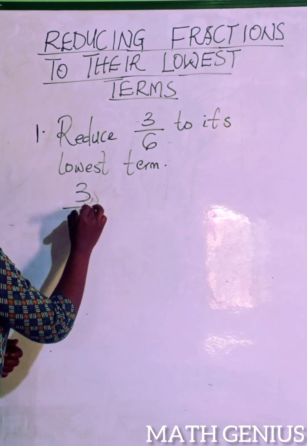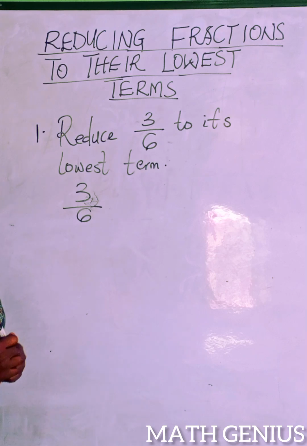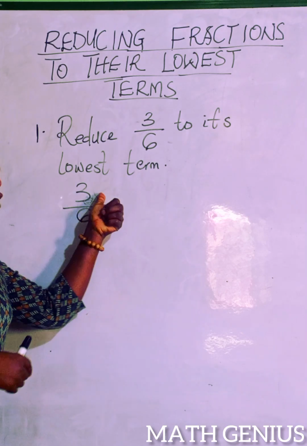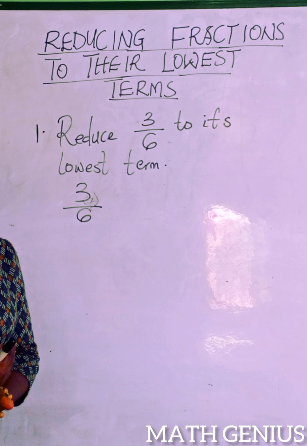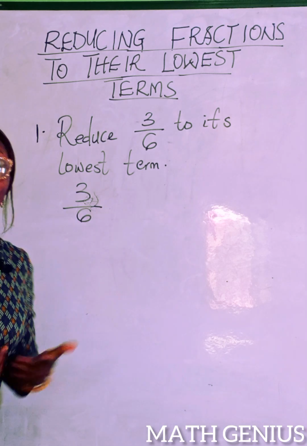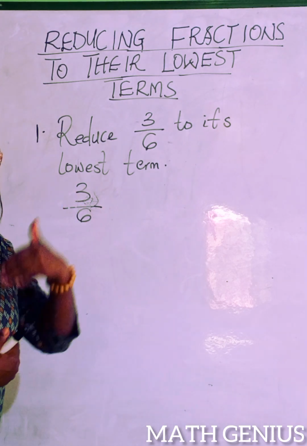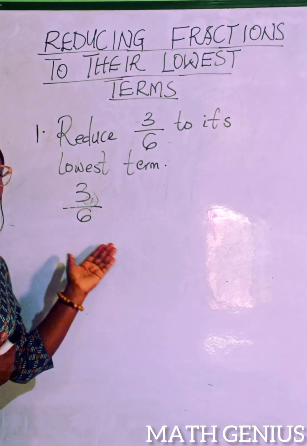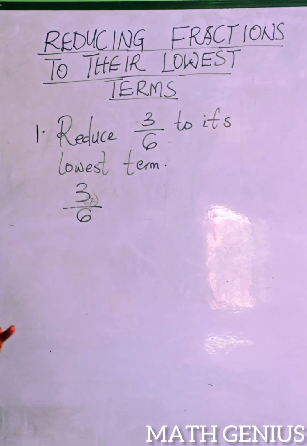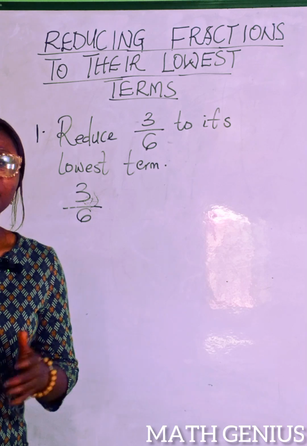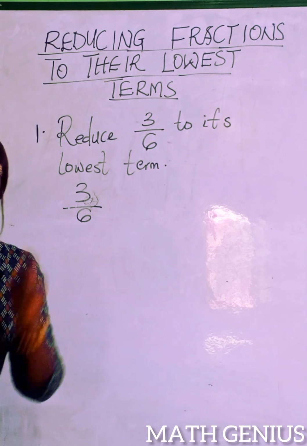Remember, 3 over 6 is a proper fraction. Why? Because the numerator is less than the denominator. A proper fraction is a fraction where your numerator is smaller than the denominator. Now, when you are reducing fractions, you check if there is any number that can divide the numerator and can also divide the denominator without a remainder. What I'm saying is this: you check if there is a common factor.